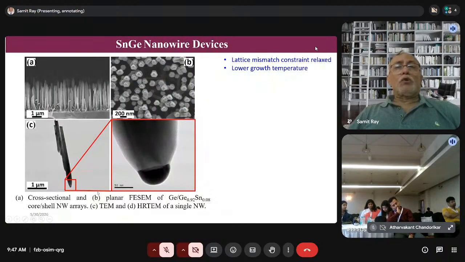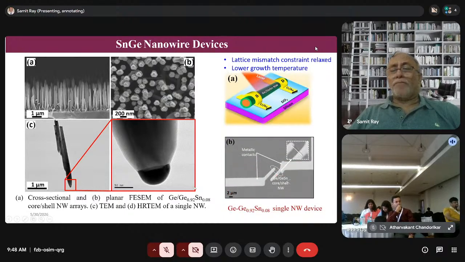But anyway, what we could do is grow germanium-tin nanowires. As you see, these are core-shell nanowires, with germanium-tin in the core and germanium in the shell. We could easily grow them, and the tin percentage was about 8%. This was done with a group in Canada, demonstrating the growth. Then, by electron beam lithography, we again make a single nanowire device in germanium. This is the so-called ACM protocol here.